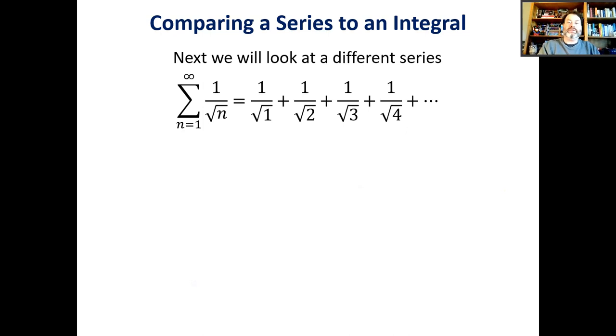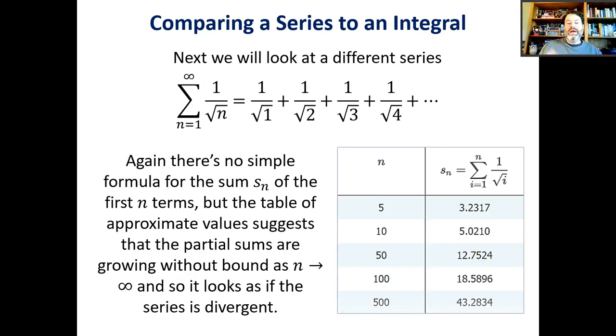So now we're going to look at a different series. This is 1 over square root of n. Again, no simple formula. But as we multiply n by 2 or by 5, we're not seeing this thing converge and settle down on any particular value. That doesn't mean it diverges. It means that we suspect that it diverges. So we should investigate.